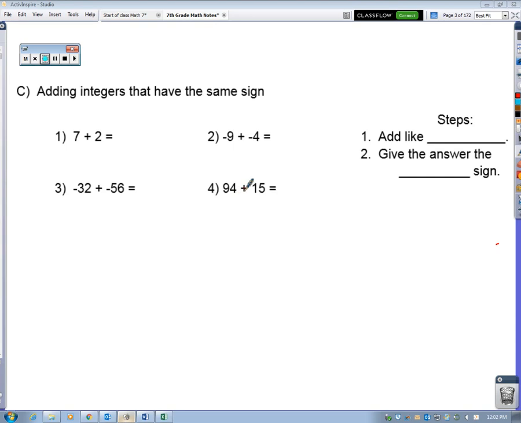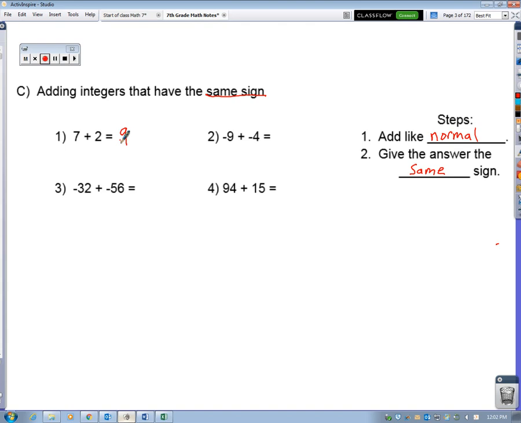So when you have that situation where they have the same sign, step number 1, I just want you guys to add like normal. Nothing fancy, just add like normal. 7 plus 2, 9. And then step number 2, give the answer the same sign. Problem number 1 is already done. They were both positive, so the answer is going to stay positive.